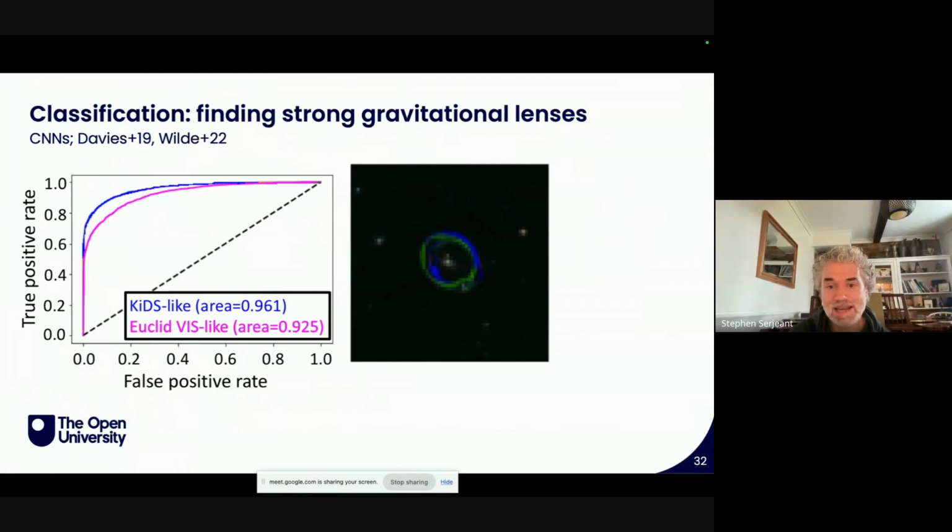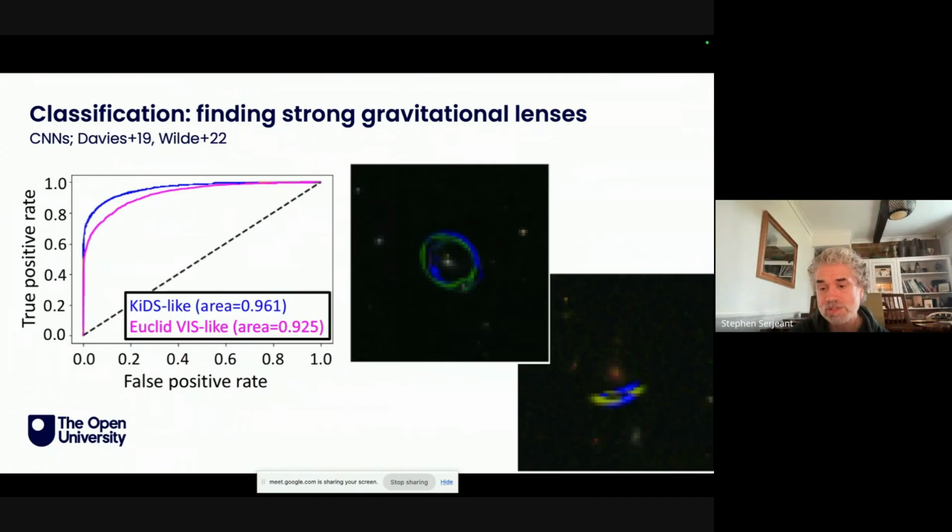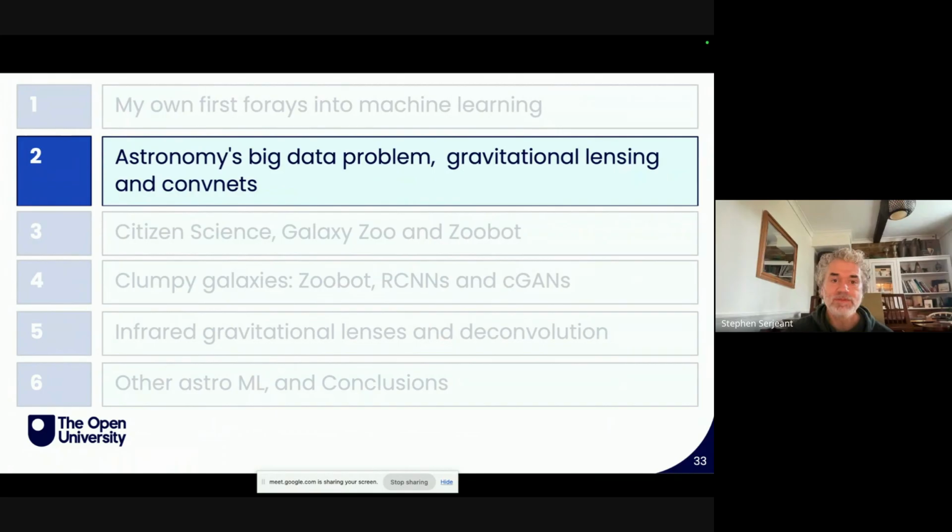So this is a boring galaxy which has gone through this process, and you can see that the network has hallucinated a ring around this galaxy. And here's another one. It's hallucinated an arc around the galaxy. So it seems that this network is seeing rings and arcs. It's looking for rings and arcs. So it's doing something physically sensible. These aren't good astrophysical examples, but it tells you something useful about what the network has learned to respond to. So that's where we were just a few years ago on convolutional neural nets and looking for gravitational lenses.